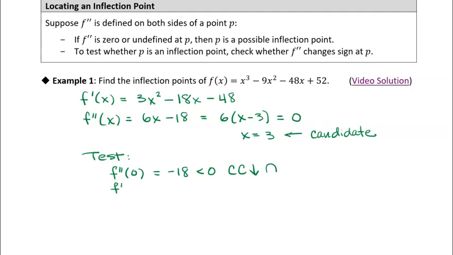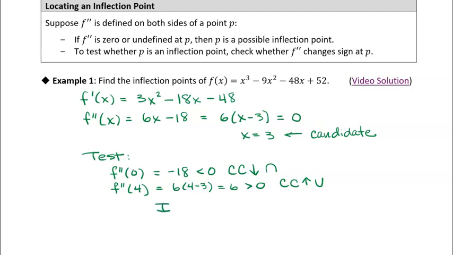And if I test a point to the right of 3, let's say 4, now this one is easier to use the factored form, though it's not too hard to use either form in this case. If I take 6 times (4 minus 3), then it's easy to see that this is just a 6. I don't really even care what the value is. All I care about is that it's greater than 0, which tells me that the function is concave up, right? So that looks like a U. And so now I have verified that there is an inflection point at x equals 3.